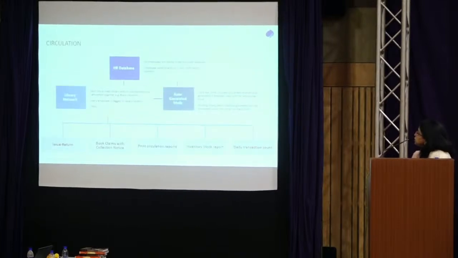Next. This is how, at the end, you can connect the dots, all in the part of circulation. Circulation plays a key role, with three components: the sync with the HR database, then we have a library network, in which OPAC is also helping us put all the collection together in one place, and the auto-generated mails created to the employees. All three components interlinked together make us successful in doing issue return and book claims with collection notice. Our employees also receive the collection notice whenever they are claiming a book.